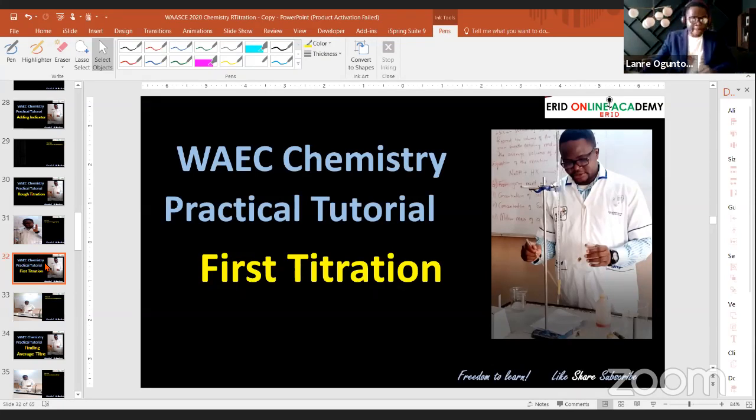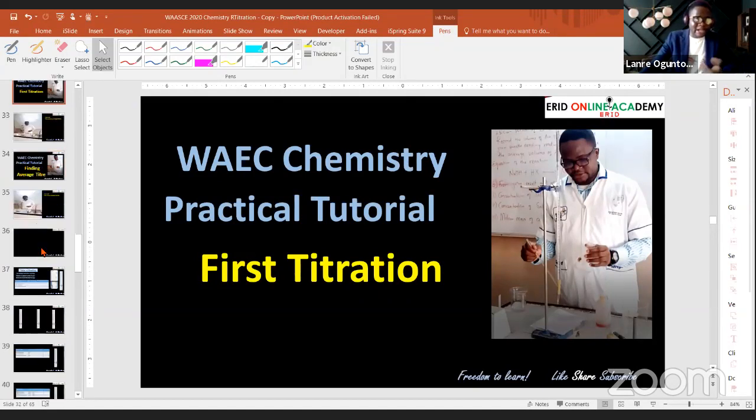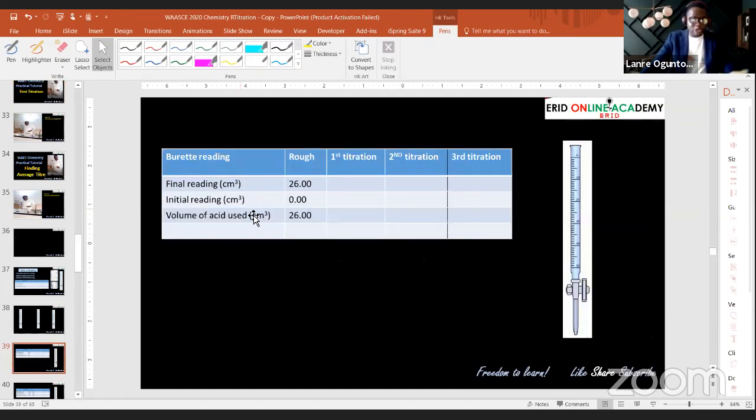Now, to do the first titration, your initial level would have to change. Your initial level in recording, this is what you recorded when you did your rough titration. You got a recording like this. So if you want to do your first titration, you need to have something here as your initial.